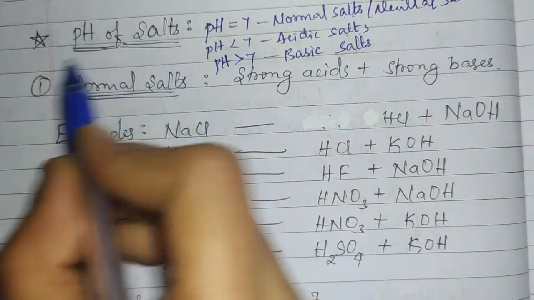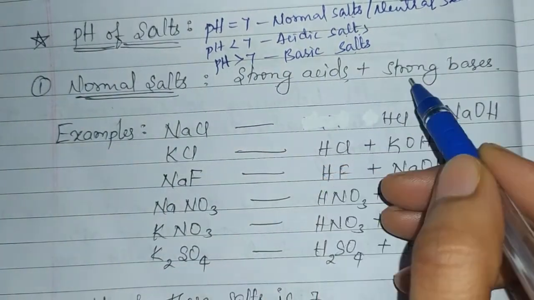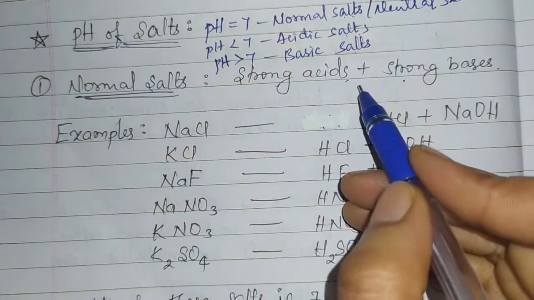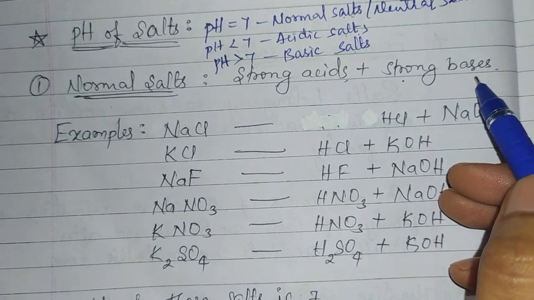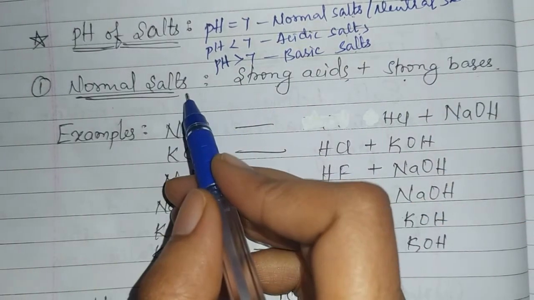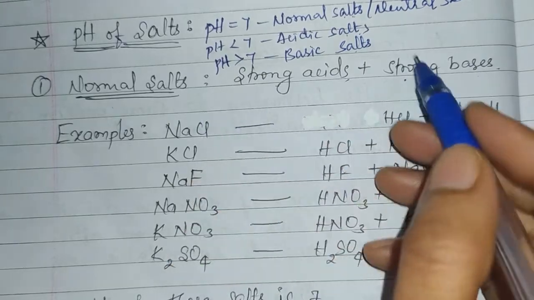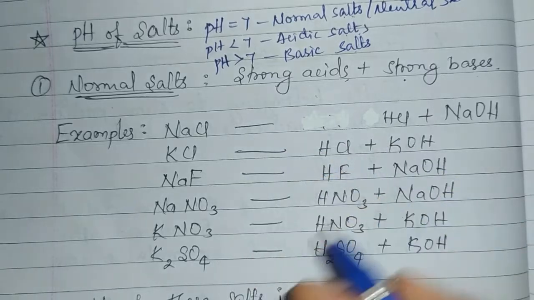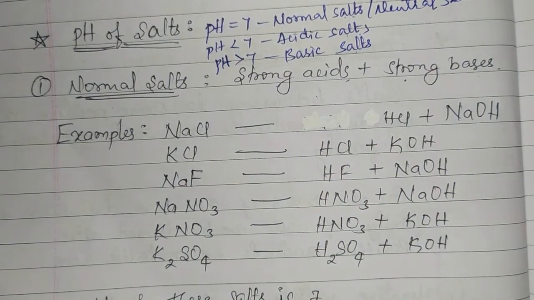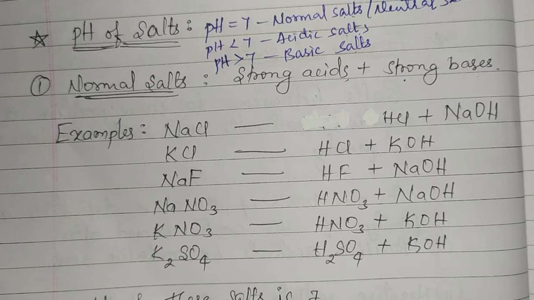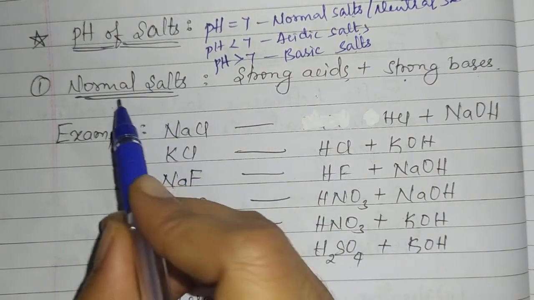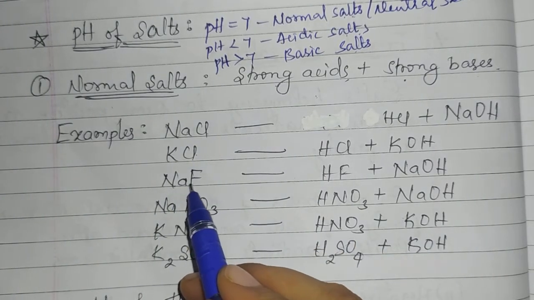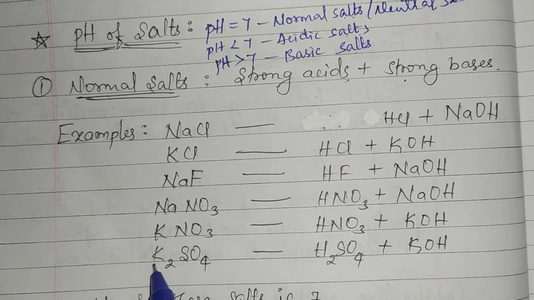Usually these normal salts are formed when strong acids react with strong bases. The salts formed when strong acids react with strong bases are said to be normal salts because the salts formed during this reaction have a pH value equal to 7. Examples of normal salts are sodium chloride, potassium chloride, sodium fluoride, sodium nitrate, potassium sulfate.